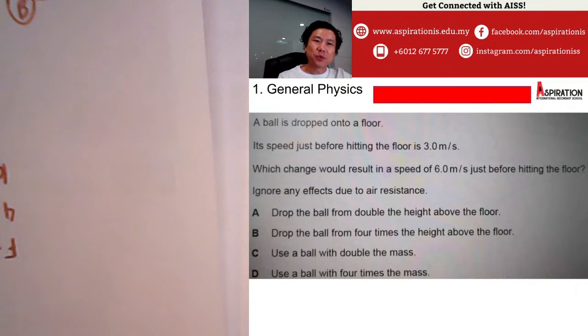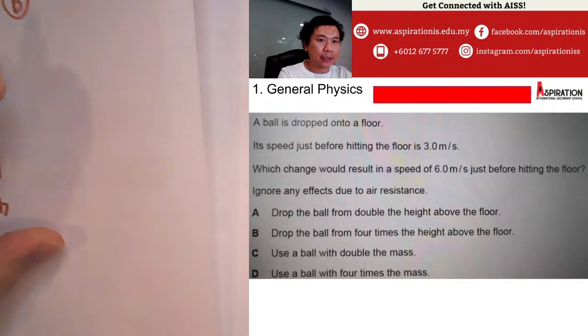Now, what is the easiest way to get the answer? Remember one thing: whenever you're faced with a difficult question in paper two or with any paper, you need to move on. You can't be spending so much time over a particular question. So now, how do we go about this question?